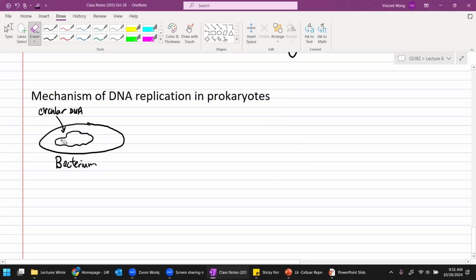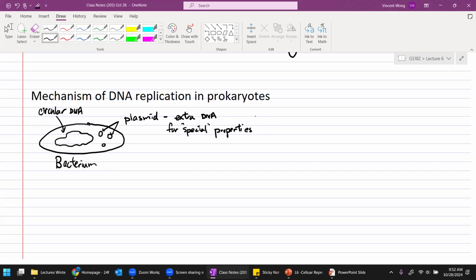Now, in addition to the core circular DNA, they also have extra bits and pieces of little rings of DNA. We call them plasmids. These are extra DNA for special properties. We will talk more about these plasmids later. But basically, the plasmids will give bacteria some special abilities.